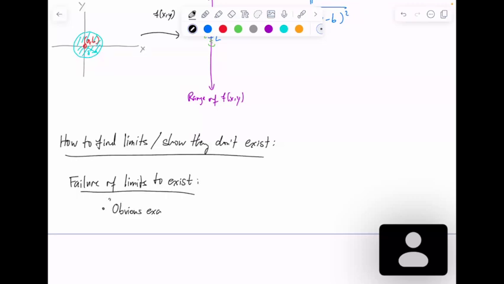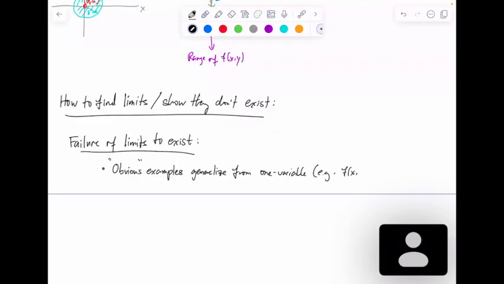So there are obvious examples that generalize from one variable. For example, let f(x, y) be 1 over x, and take (x, y) going to (0, 0). Then it's the same thing as in one variable. x goes to 0 and you blow up, in different ways. As x approaches 0 from one side, it goes to minus infinity. The other way, it's plus infinity. Either way, it's not something finite.